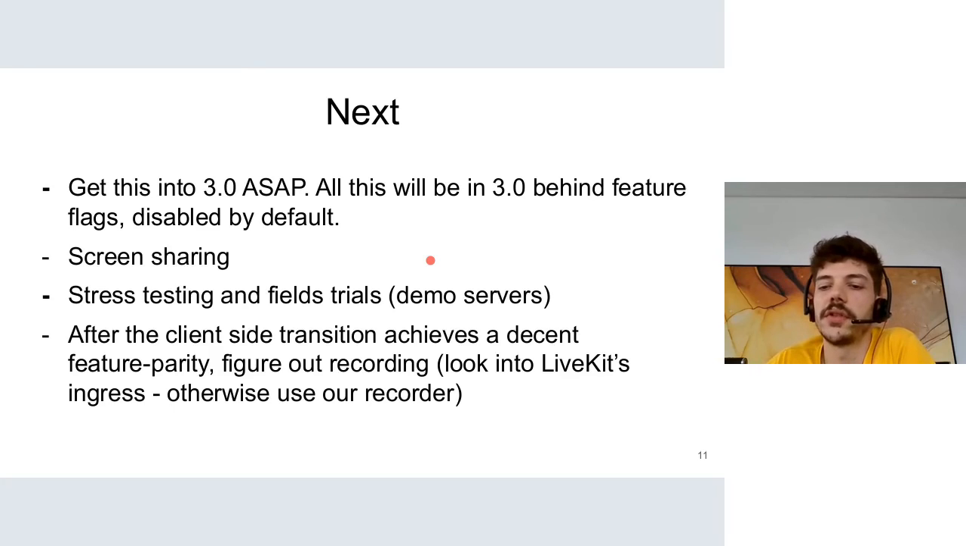And after the client-side transition achieves a decent feature parity with what we have today, then we have to look into the recording side. So right now, what we prototyped doesn't really record anything. And we will have to investigate whether we can use LiveKit's egress service, which is a recorder. Otherwise, we use our own Python-based recorder, which is totally fine.